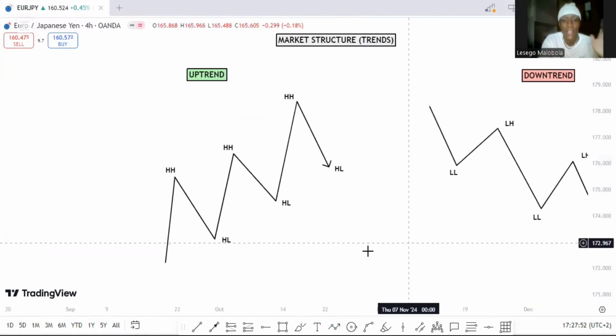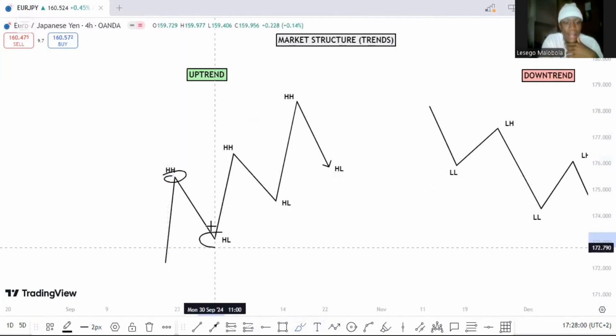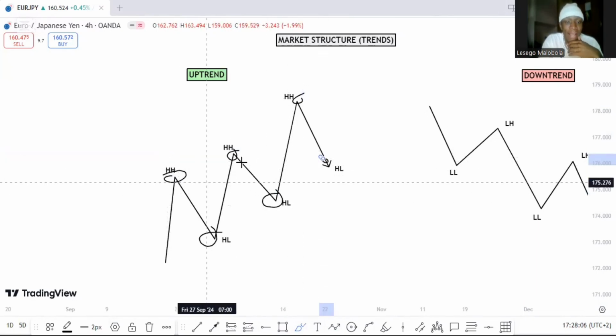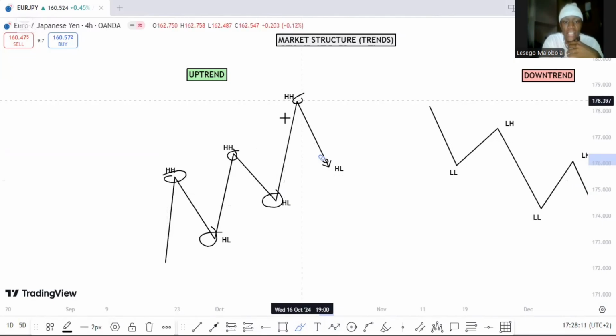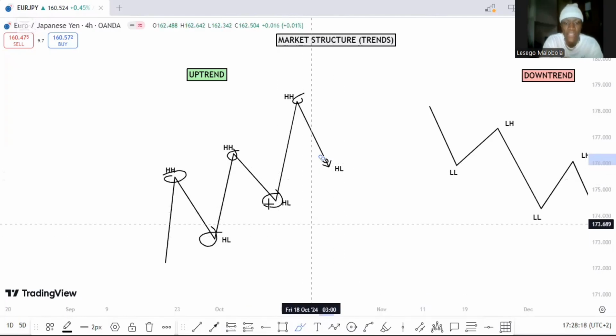The properties of an uptrend: the only way to identify an uptrend is by identifying your higher highs and higher lows. Higher highs and higher lows. The reason this higher high is called a higher high is because it's higher than the previous high, and this high is higher than the previous high. This higher low is called a higher low because it's higher than the previous low, and this low is higher than the previous low.